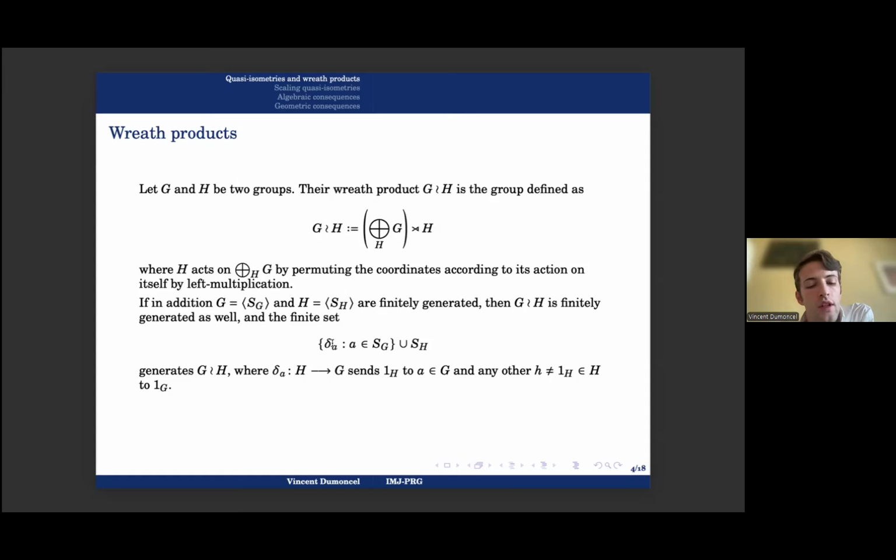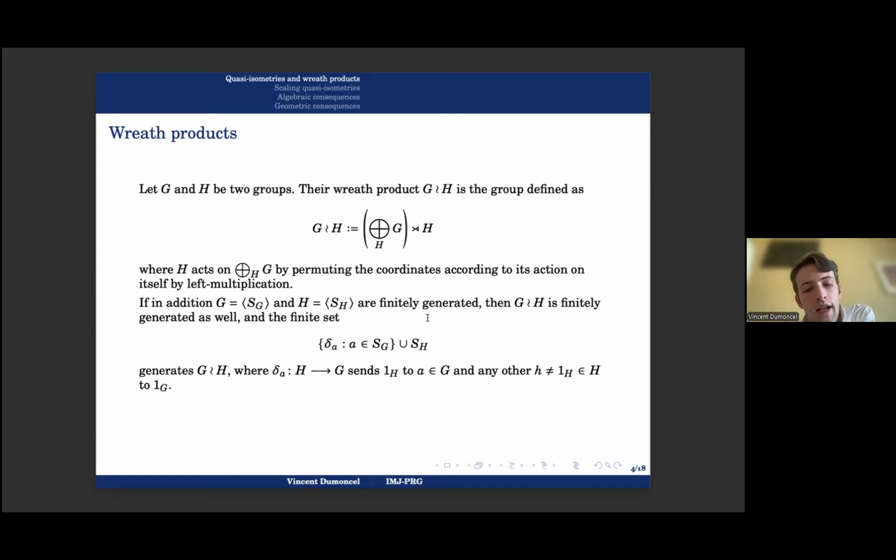You should think of them as Dirac masses. So delta_A is a function that goes from H to G, and that sends the neutral element of H to the element A, and that sends any other non-trivial element of H to the trivial element of G. And you can check that with the law of the wreath product, this finite set is actually enough to generate the whole wreath product.